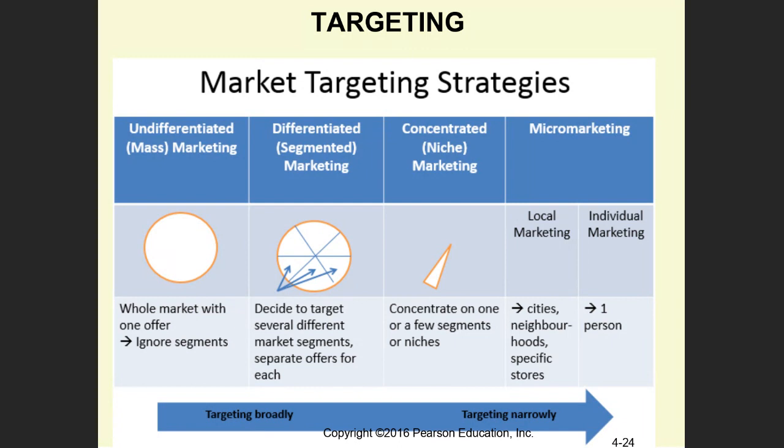Corporation. They have a diversification strategy. No, diversification is totally different from what we're talking about here. We are talking about targeting. We're not talking about a business portfolio. Business portfolio is diversification, totally different. Okay? Is this clear?